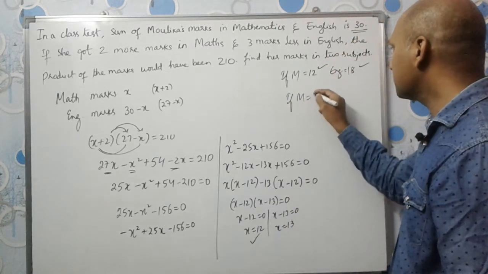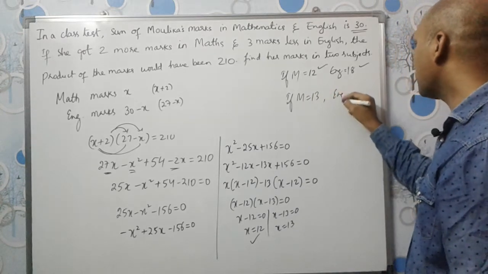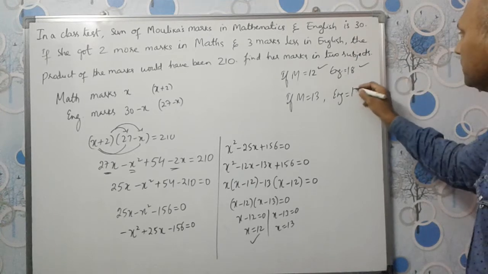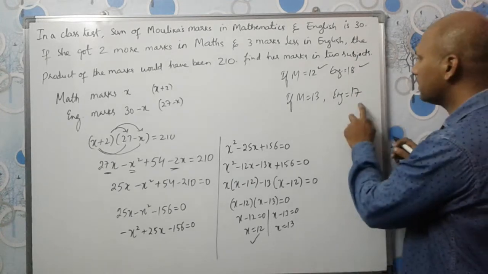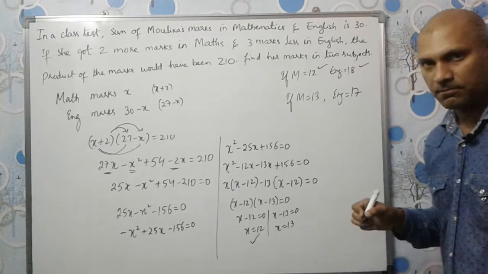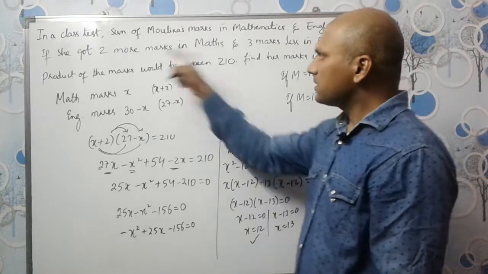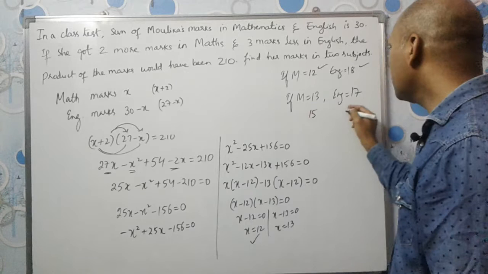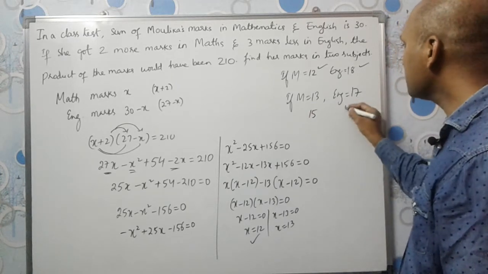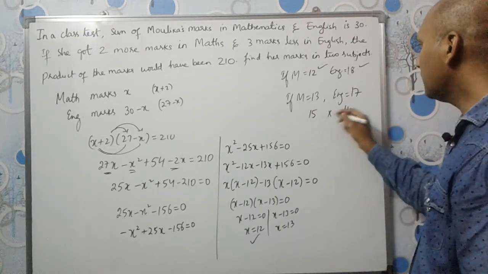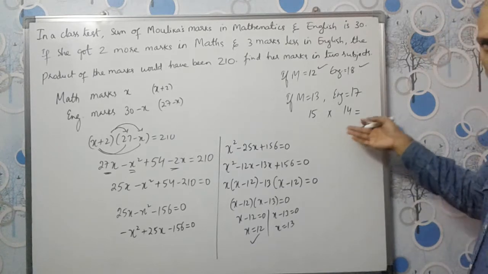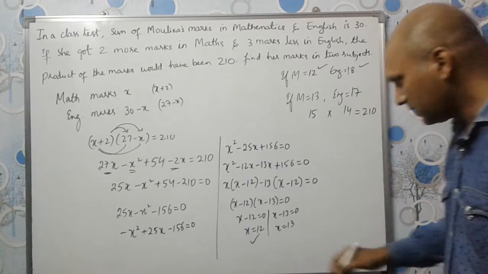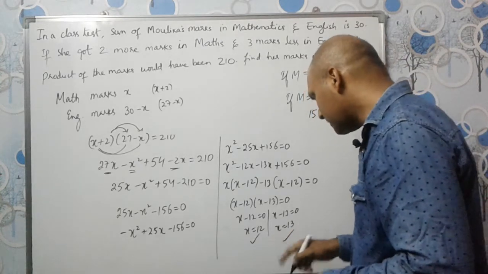What if we take 13? If math marks are 13, English marks will be how much? Sum should be 30, so 17. 13 and 17 will give us 30. Now let us check this condition. 2 marks more in maths means 15, and 3 less means 14 in English. If you multiply this, 15 into 14 is 210. Both are correct. So x is equal to 12 and x is equal to 13.